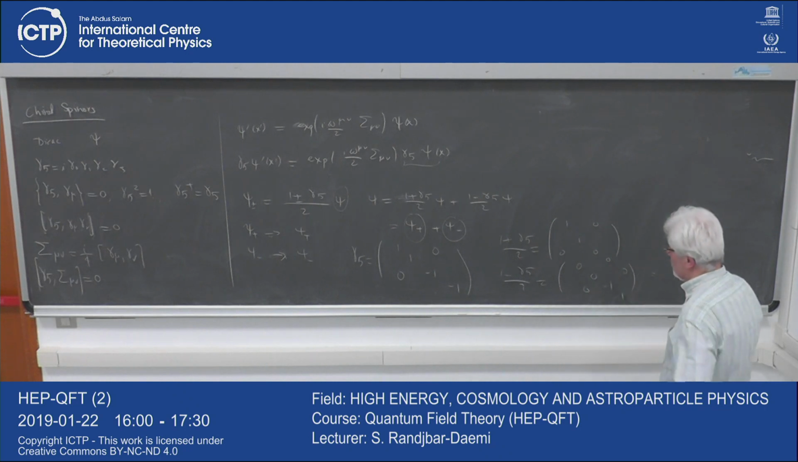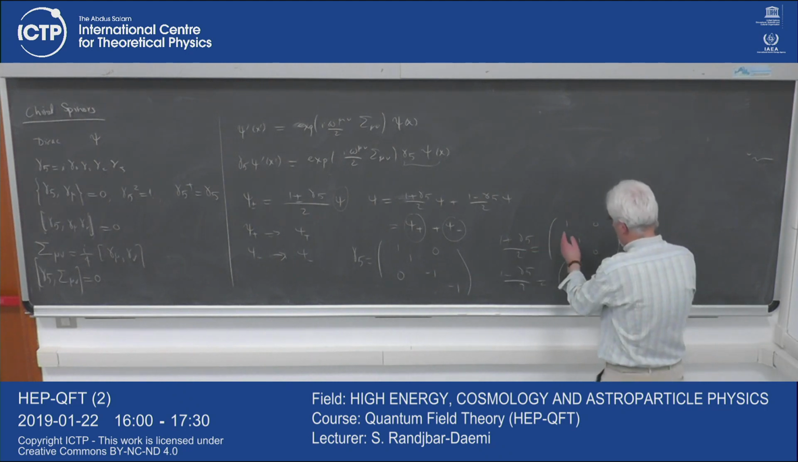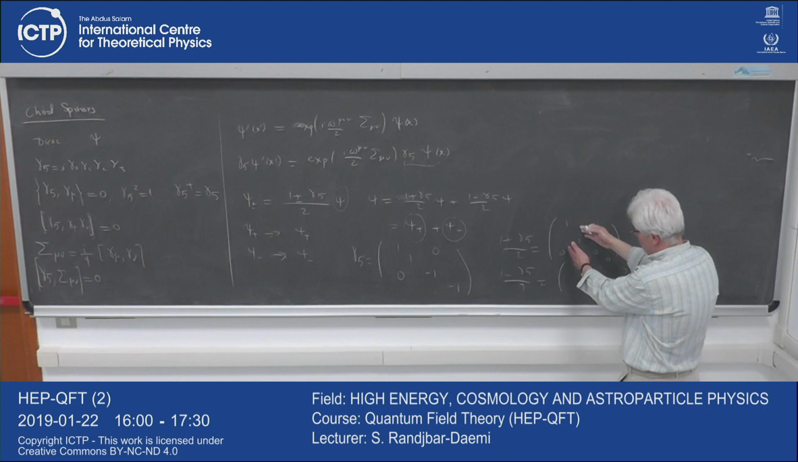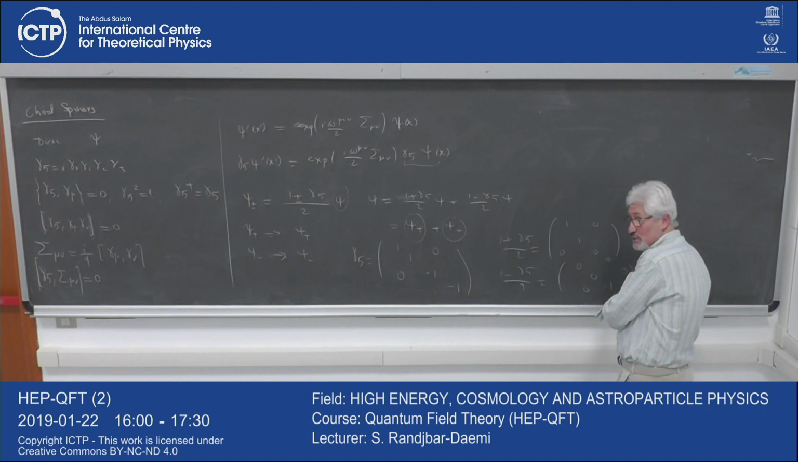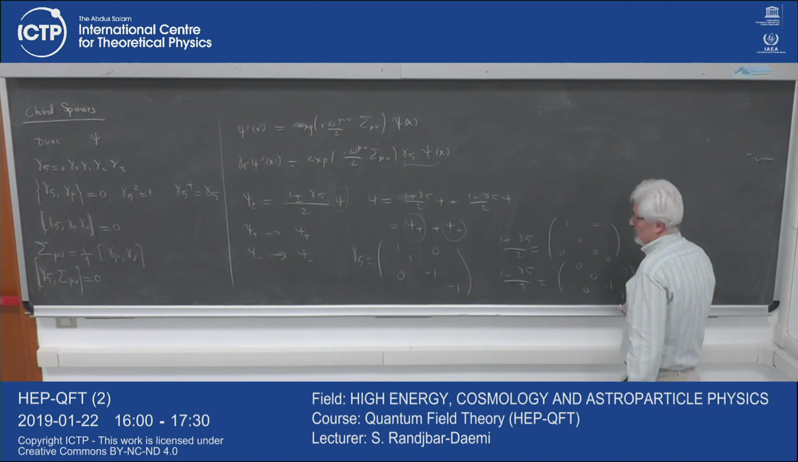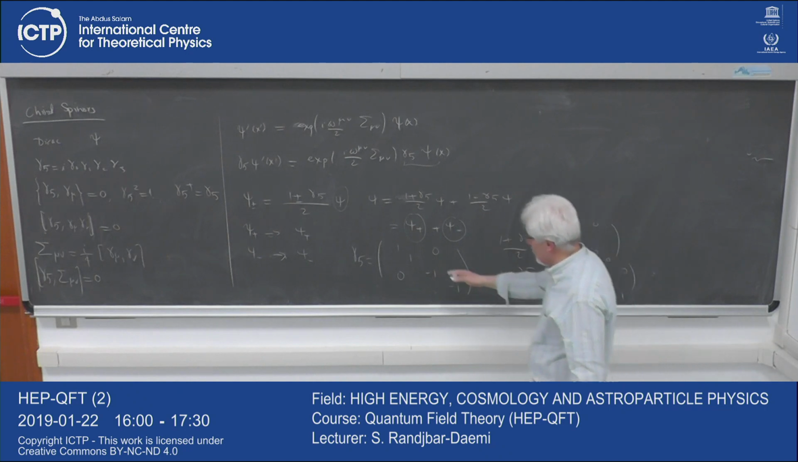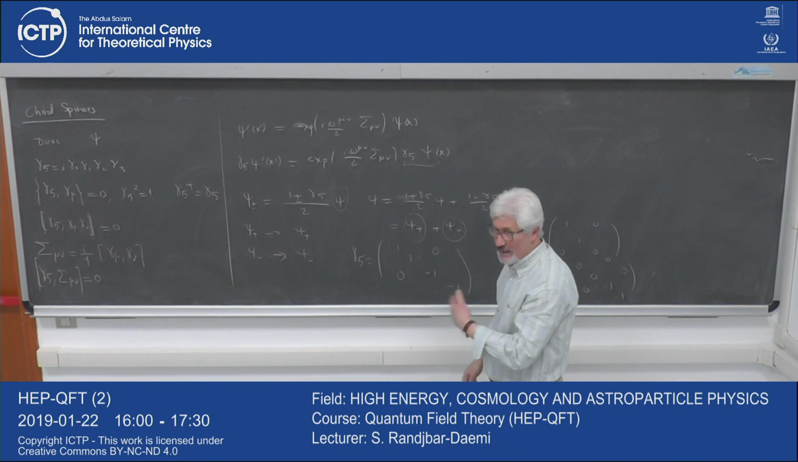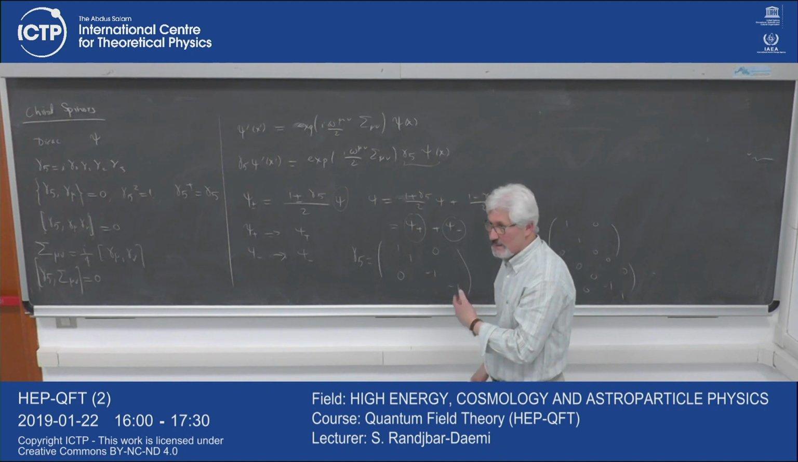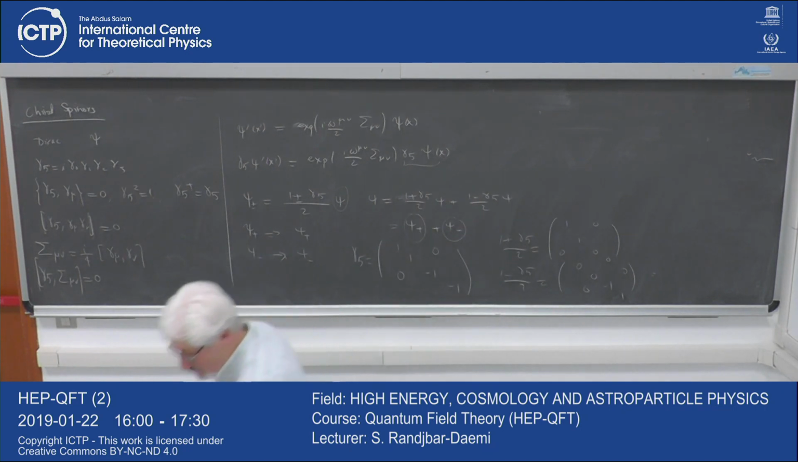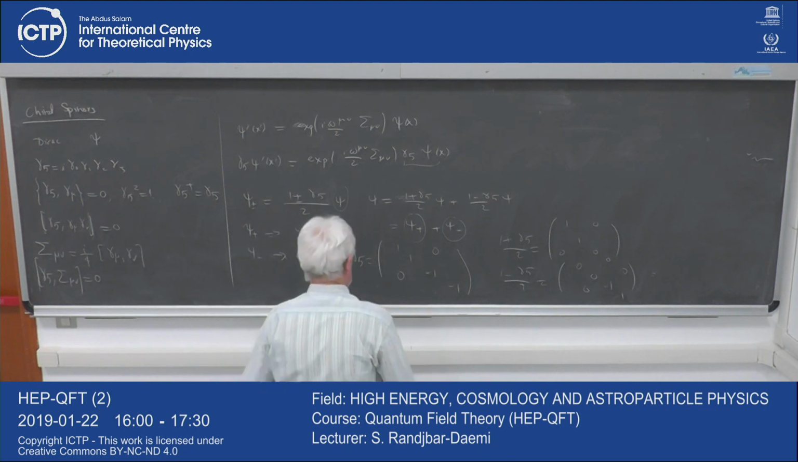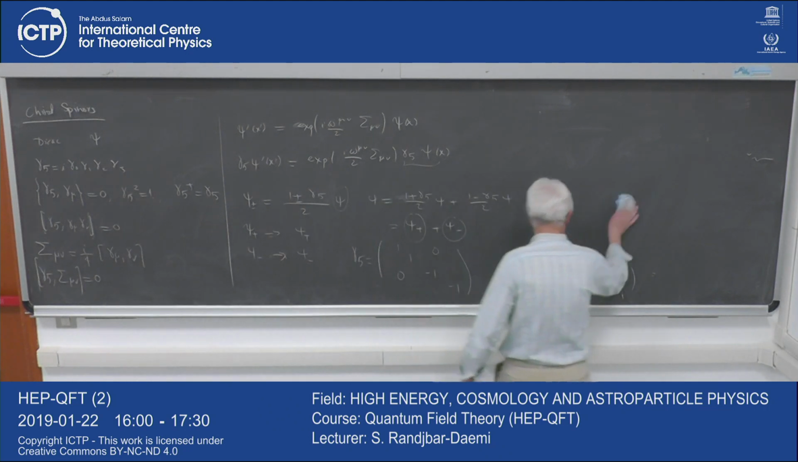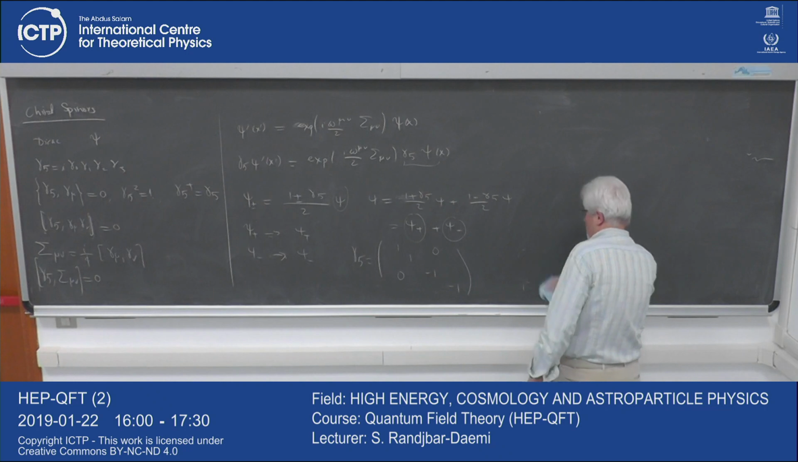Okay? So this times psi will project the upper 2 components, and this times psi will project the lower 2 components. And gamma 5 always can be brought into this form. I guess you have seen these things before, right? So we can treat them independently. This is what I wanted to derive from this.